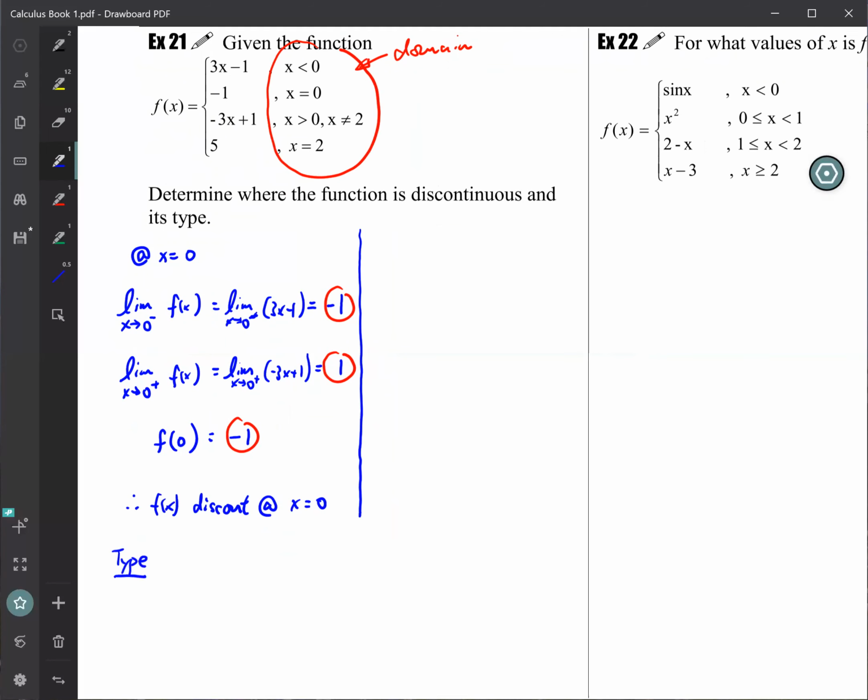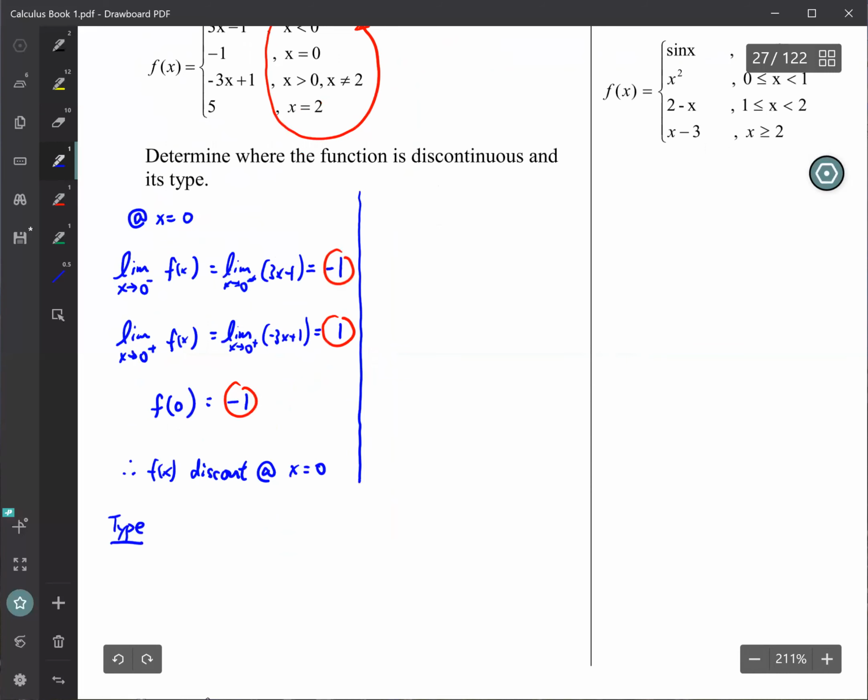Do you think this one is a jump, removable, or infinite? Or you can do it by elimination. Which one is impossible? Which one is for sure not the type? Infinite? Yeah, there's no infinity. If you want to get infinite, there has to be an infinity sign. So it will be either removable or jump. Which one would it be?